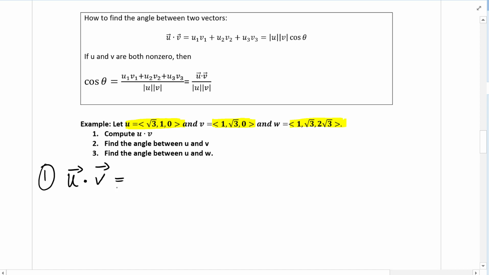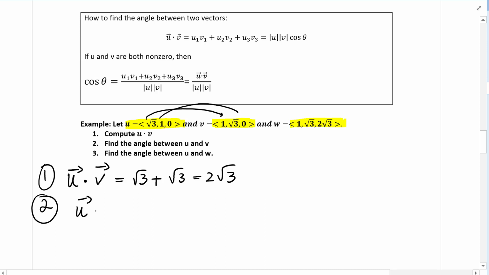Now we just proved the theorem. If they are written in component form, we just multiply the components. So u dot v will be square root of 3 times 1, plus 1 times square root of 3, plus 0 times 0. So it's 2 square root of 3. Part 2 says find the angle between u and v.